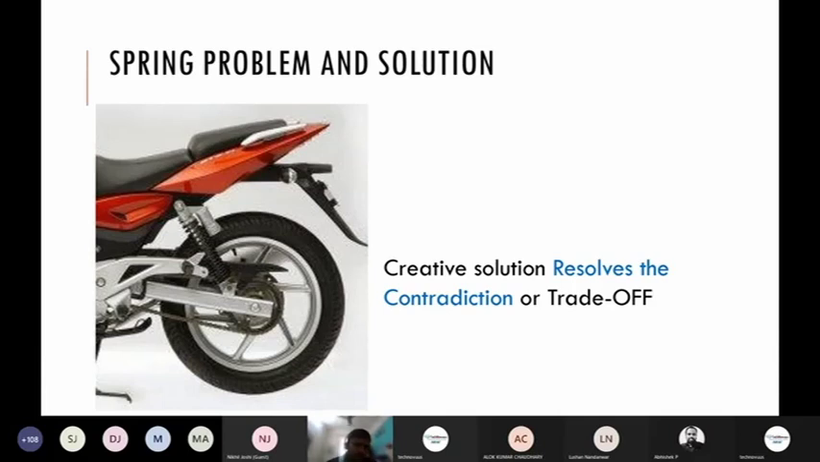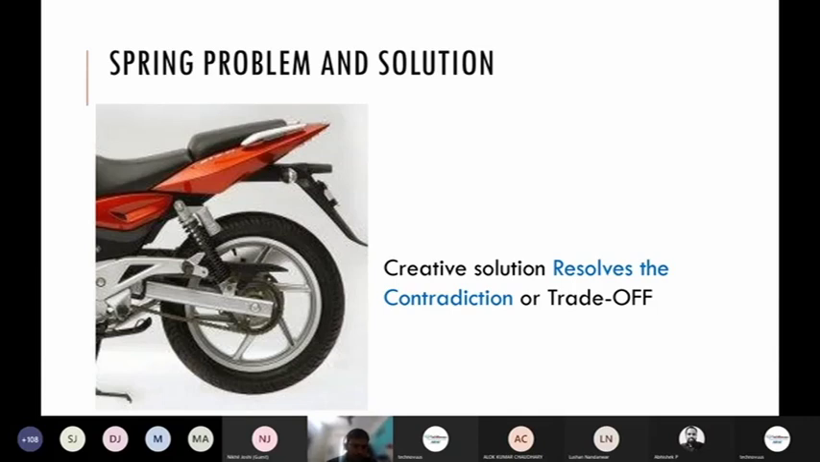Okay, so this solution resolves that contradiction to a very good extent. This spring provides you high stiffness when we are on the rough road, and it provides less stiffness when we are on the smooth road. Okay. Now, I think the point is clear.